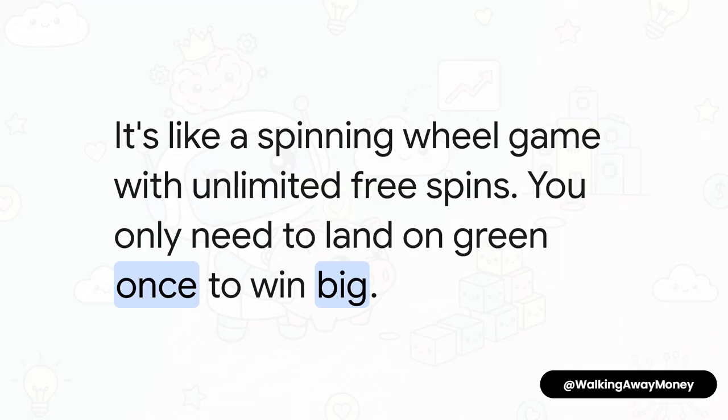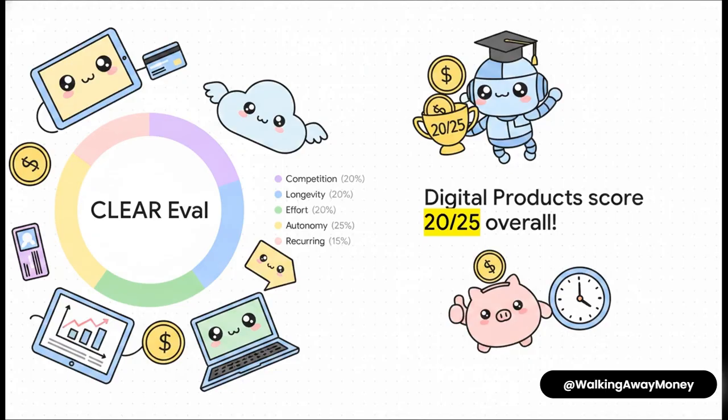same amount of effort. When we run this model through the CLEAR framework, which measures competition, longevity, effort, autonomy, and recurring revenue, Digital Products 2.0 scores a massive 20 out of 25. It's actually the only side hustle to earn a perfect 5 out of 5 for autonomy. And that's because it sells exactly the same way to the first person as it does to the 10,000th person. It completely frees you from that service model trap.